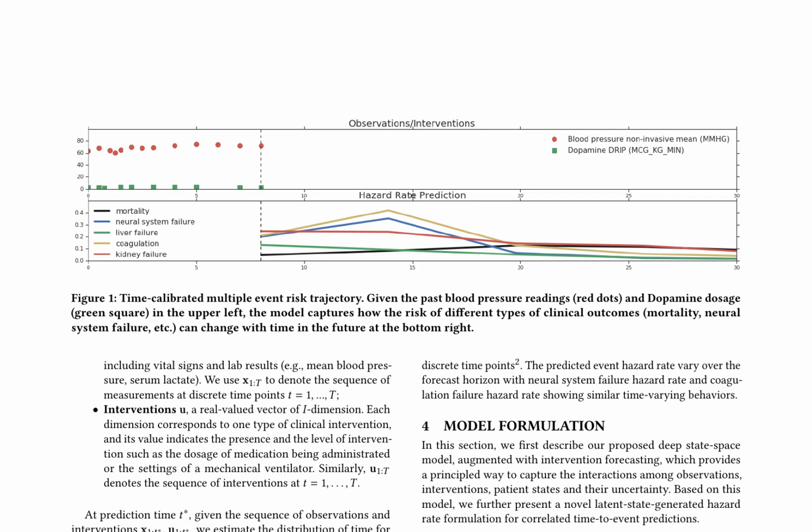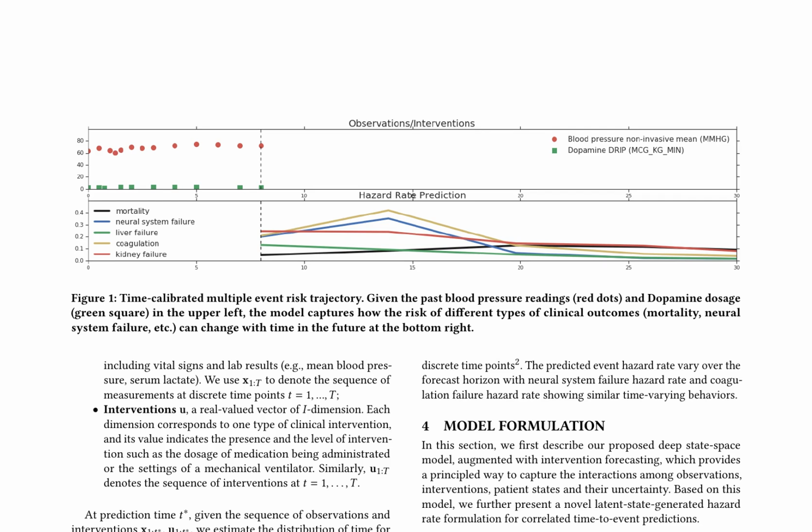This model accounts for vital signs, lab results, and interventions, such as medication dosage and mechanical ventilator settings. The notation used throughout the paper is defined, including the sequence of measurements and interventions at discrete time points, denoted as x1,t and u1,t, respectively.